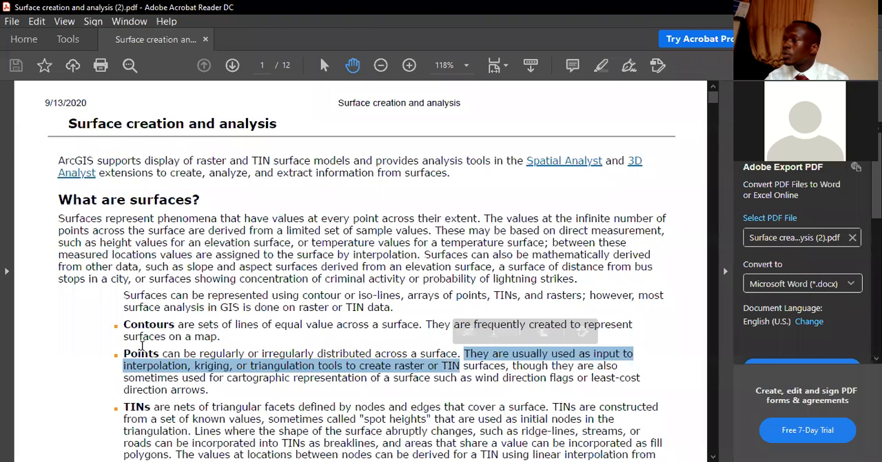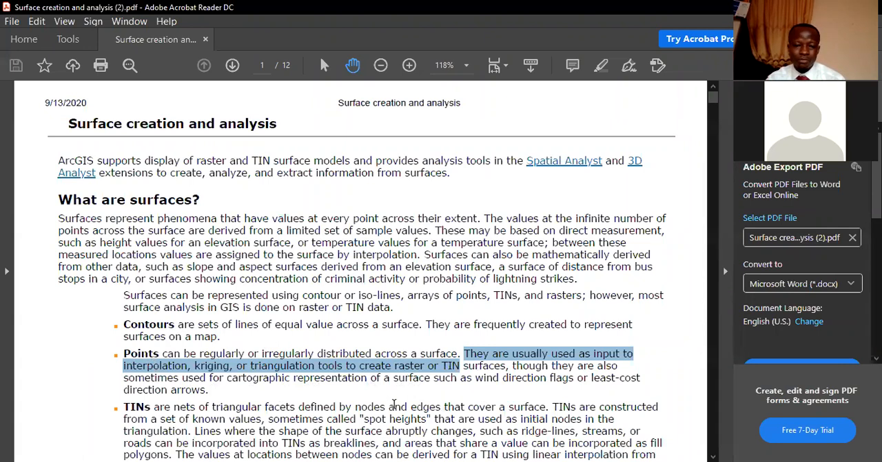Once you have your spot heights or points that have height, we can do an interpolation. The interpolation then yields values for points where we have no values. Is that okay? So you need to understand that. The points don't effectively represent the surface because in between two points, we never know what the values are. We can start with points and then generate a surface. Are you okay?